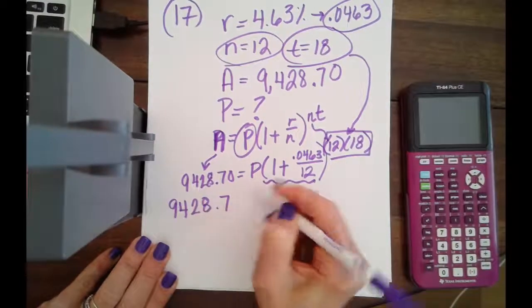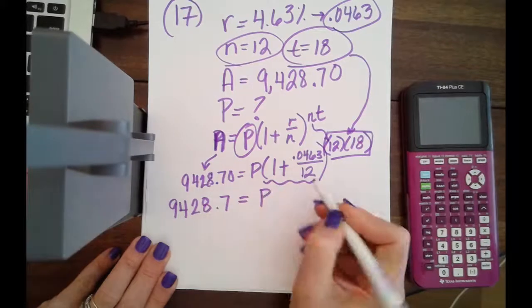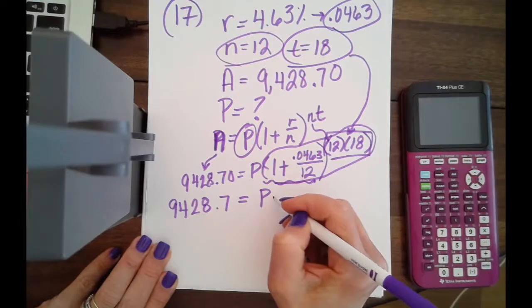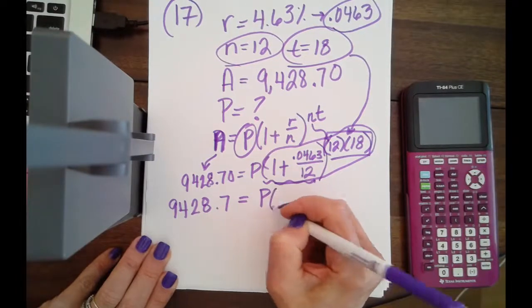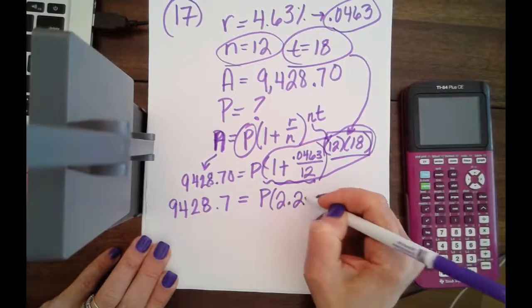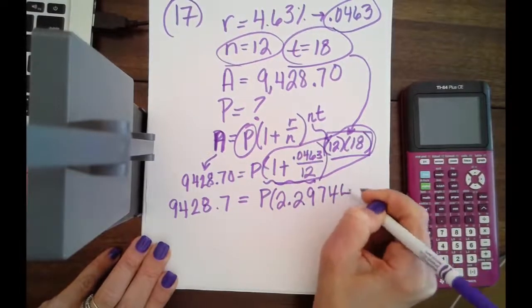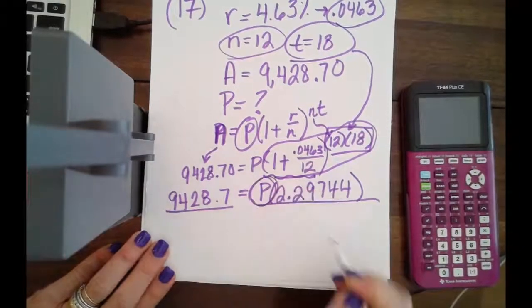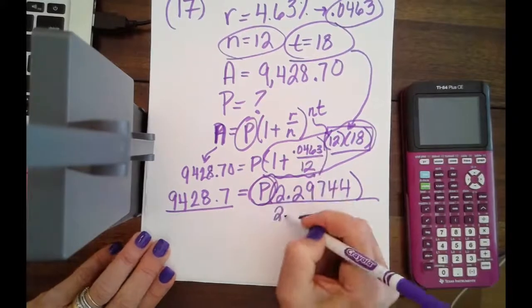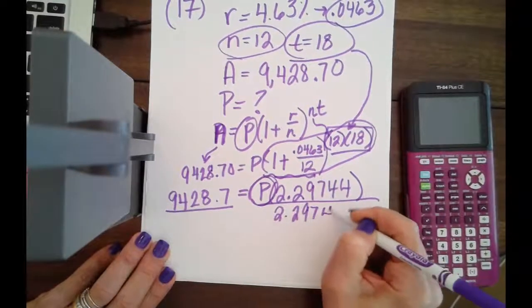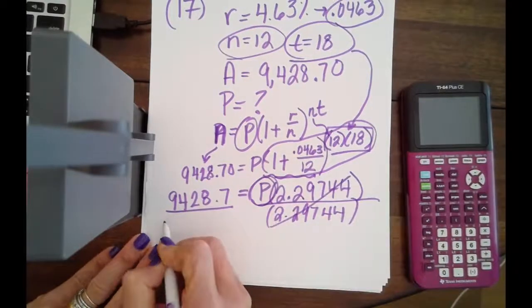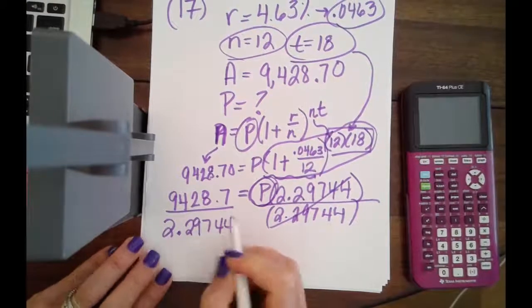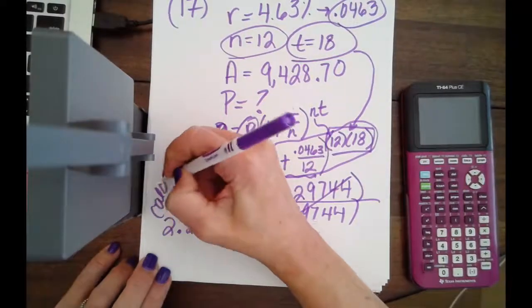We're solving for P, so I have to divide both sides by what's in the way, and 2.29744 is in the way. So 9428.7 divided by 2.29744. You'll put that in your calculator, and you're going to end up with P equal to, if we round to the nearest dollar, 4,104. That's what Rob would have had to start his investment with, and let it grow at the interest rate and the number of years, to reach this balance.